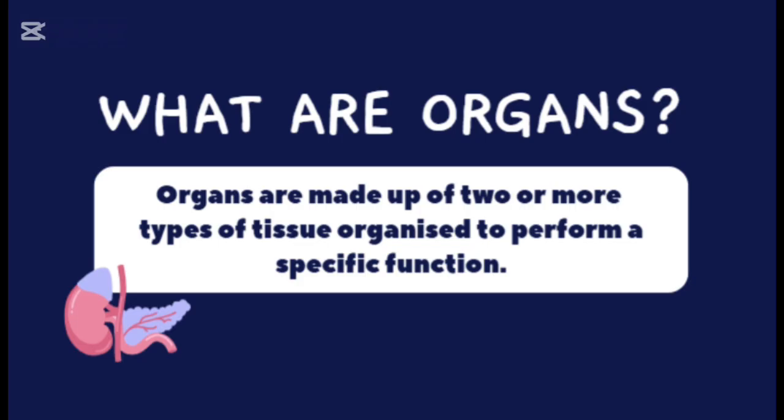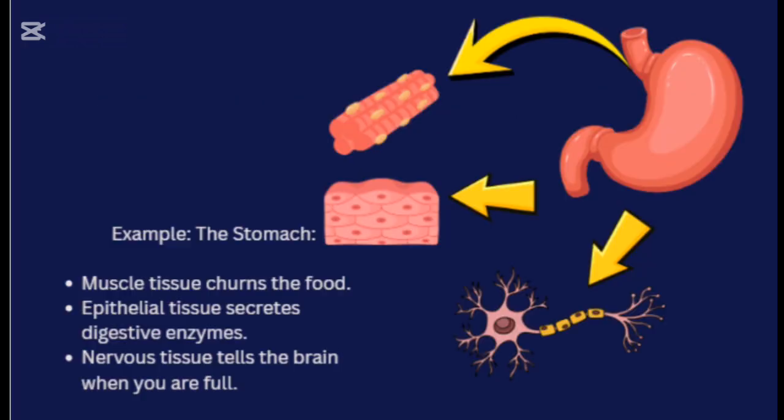We've seen how cells make tissue, but it doesn't stop there. When you make two or more types of tissue and put them together to do a specific job, you get an organ. An organ is like a specialized machine in a factory, and it has a very specific function or task to complete. For example, the stomach has a function which is to digest food.